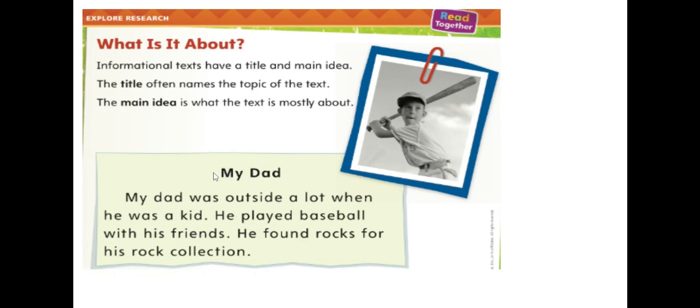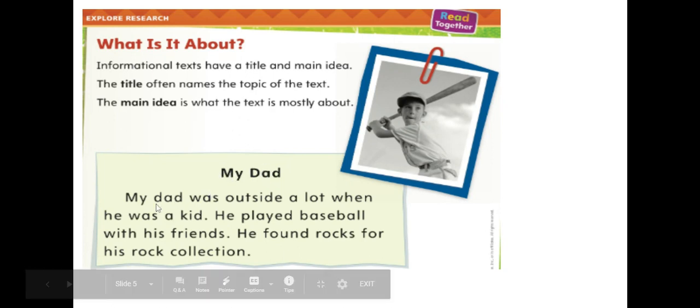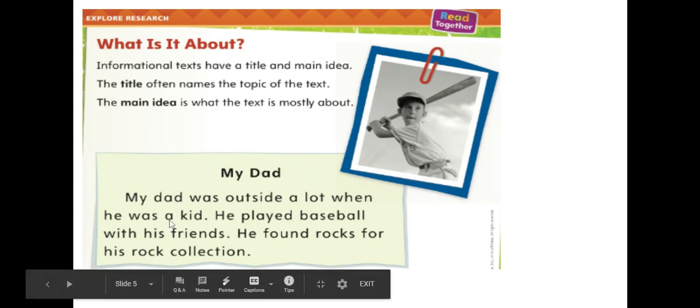So this person talked to their dad and asked their dad, what did they do when they were young to have fun? And this is what they wrote. They learned from the interview and what they wrote. My dad was outside a lot when he was a kid. Next sentence says, he played baseball with his friends. Period. He found rocks for his rock collection. So this interview has 3 sentences as an answer about their dad.